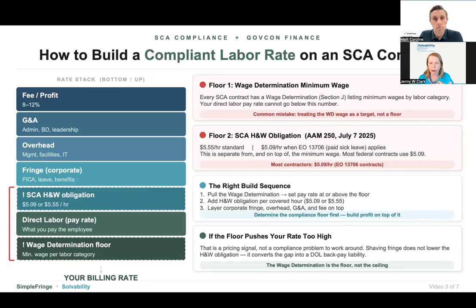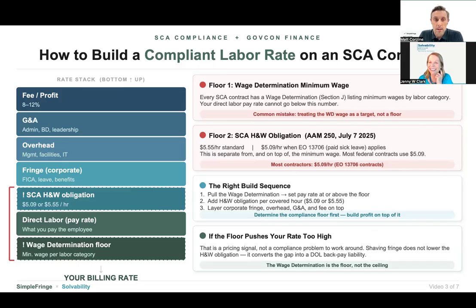If it's a fixed price or time and material, which are less common with SCA, but they do happen, then you have to decide how much your total price is going to be and do it that way. So we built the compliance floor first, and we built the profit on top of it. So Matt, what else do you want to add to that before we keep going?